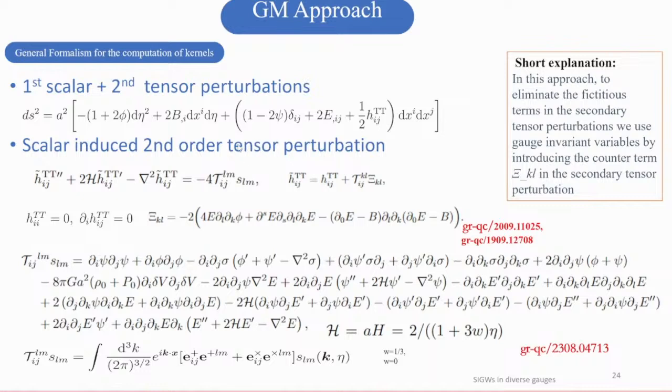Almost all the calculations are the same, but here in the tensor perturbation we introduce one term, basically chi KL. This term is called the counter term. We name it the counter term in the secondary tensor perturbation. So further, let's see the previous result. With using this counter term, what will be the change in our previous results? So this is the main agenda.